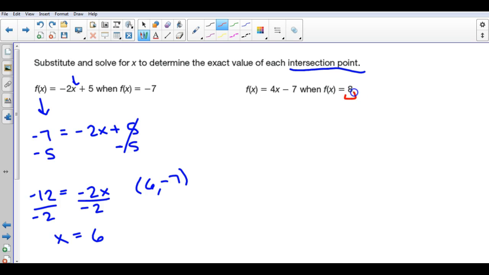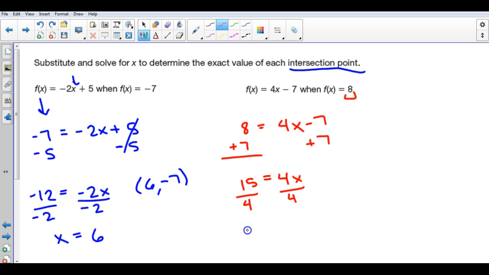I'm going to substitute the 8 in for the left side of the equation, in for f of x. I get 4x minus 7. So in order to solve this, what we're going to do is add 7 to both sides first. 8 plus 7 is 15. And 15 equals 4x. So just like we did in the last problem, to get rid of the multiplication here, I need to use the inverse, which is division. So 15 divided by 4, and you can go to your calculator on this, it's going to be 3.75.